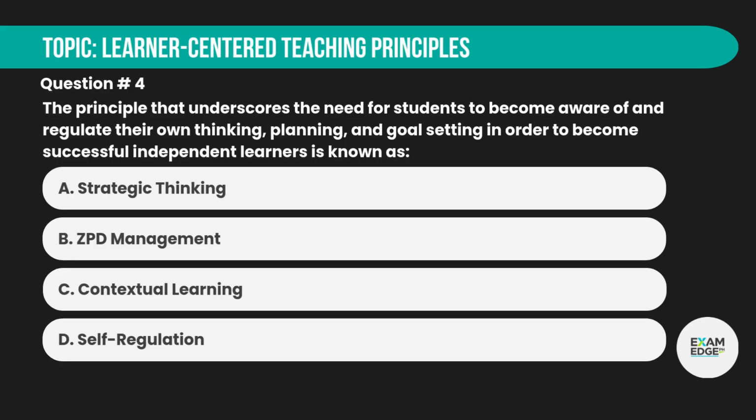Question number 4. The principle that underscores the need for students to become aware of and regulate their own thinking, planning, and goal setting in order to become successful independent learners is known as A. Strategic thinking. B. ZPD management. C. Contextual learning. D. Self-regulation.